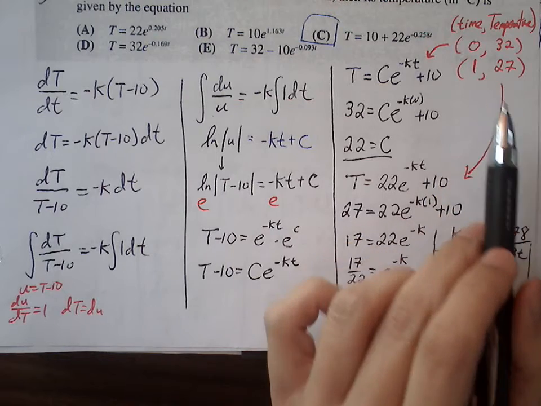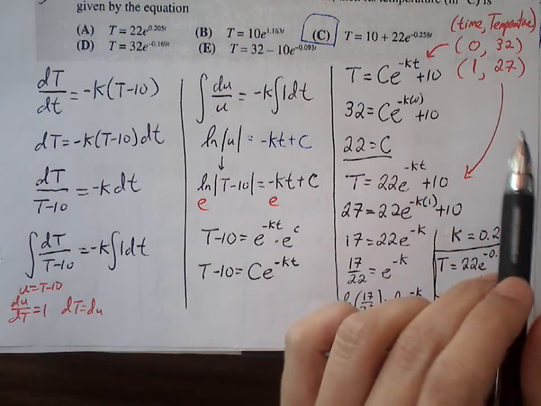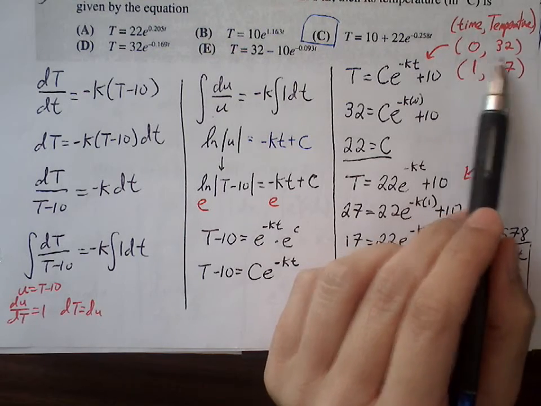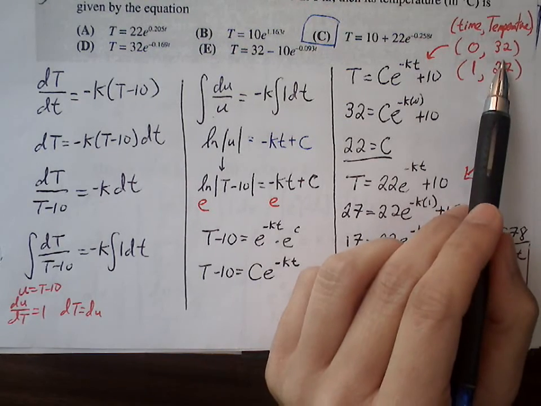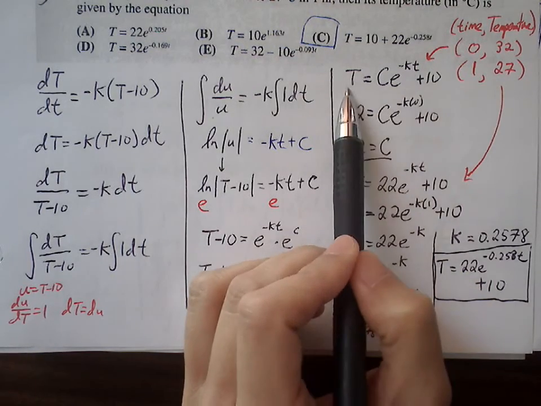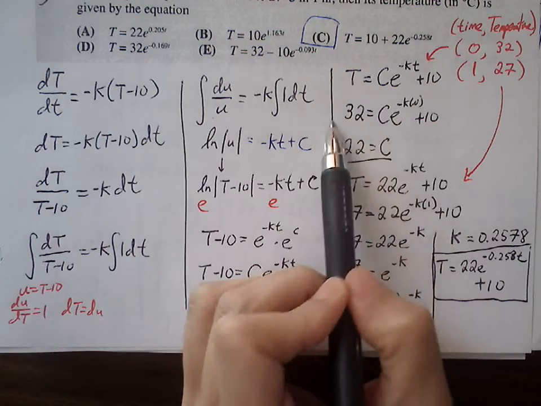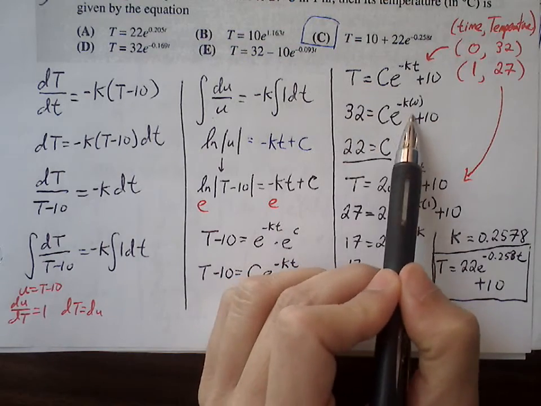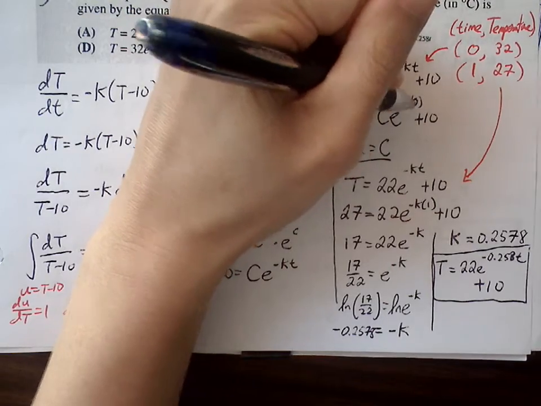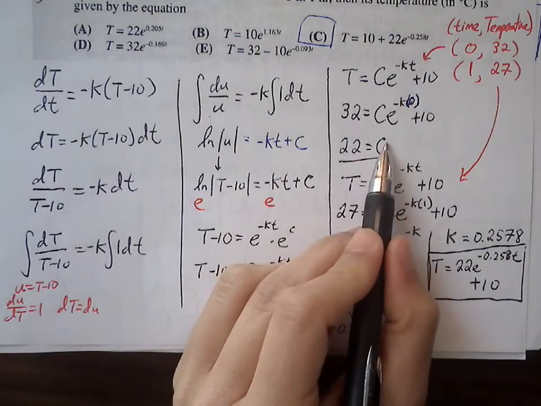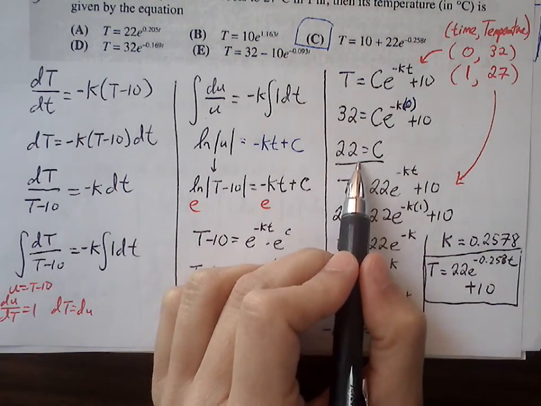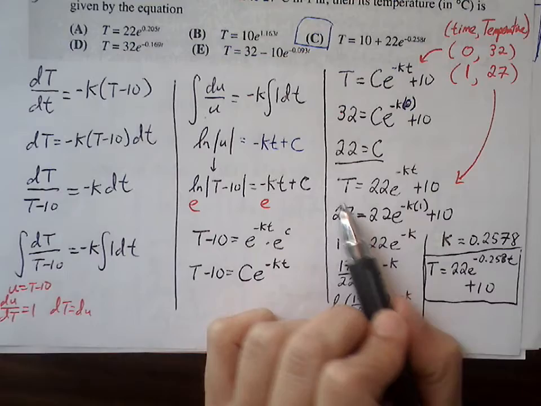We have a couple of ordered pairs that will help us solve for our missing variables. So plug 0 in for lowercase t, and 32 in for uppercase T. So lowercase t is time, uppercase T is temperature. So 32 is equal to ce to the negative k times 0 plus 10. And so that's going to clean up to be just c plus 10 equals 32. Subtract 10 from both sides, we get c equals 22. Replace our c with 22.